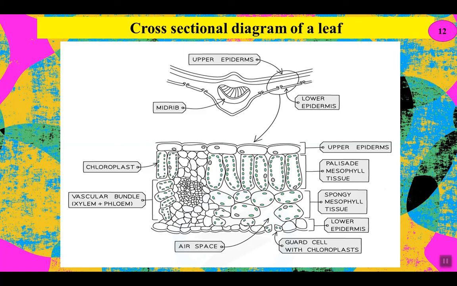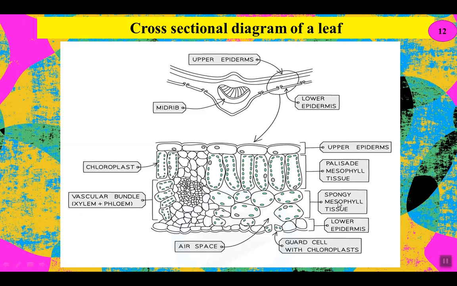So here's a cross-sectional diagram of a leaf. As the first layer, you have the cuticle. The cuticle protects the cells in the leaf from the external environment and it prevents water loss from the leaf. Then the second layer is the upper epidermis. Then comes the palisade mesophyll tissue layer. It contains palisade cells that have many chloroplasts to absorb sunlight effectively for the photosynthesis process.